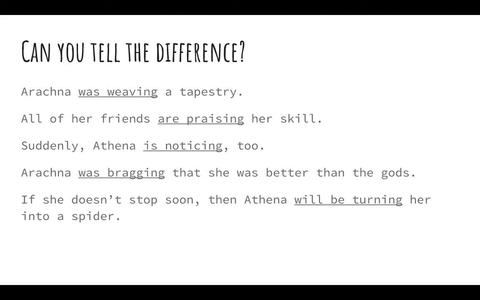Arachna was weaving a tapestry. Okay, so I can't look at my main verb to help me out. They're always going to end in ing on a progressive tense. So I'm going to have to look at my helping verb. In this case, was. Was is past tense. So when I put a past tense helping verb with a progressive, that makes a past progressive.